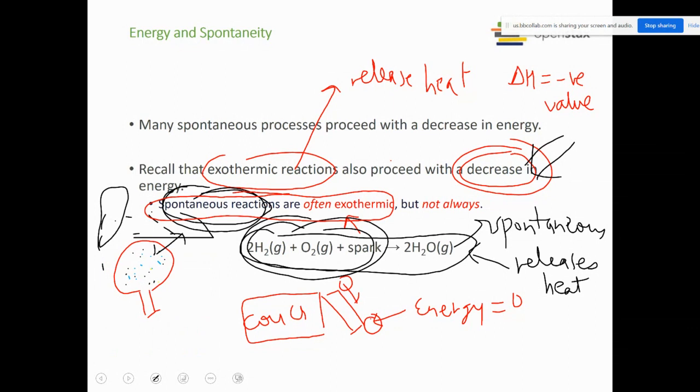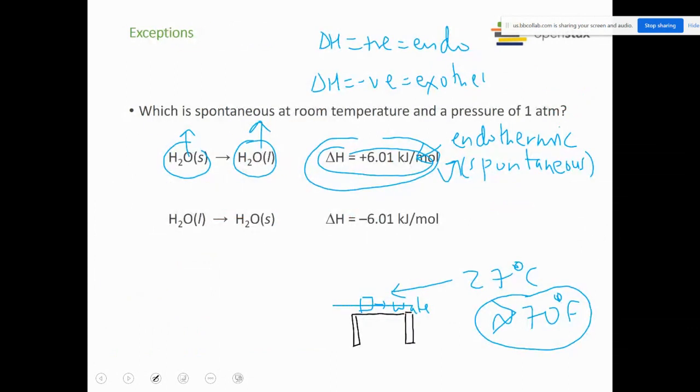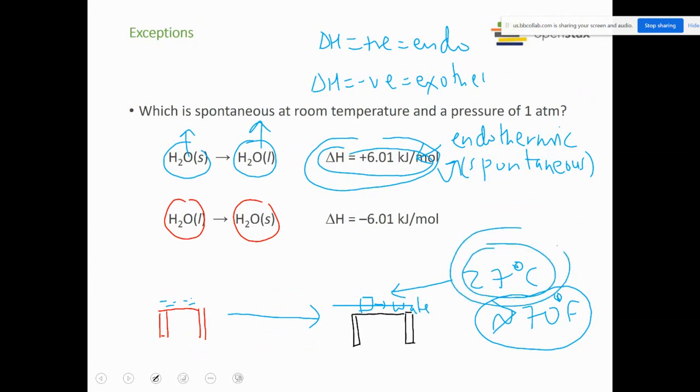And this is an example of an exception, right? If you think about liquid water going to solid. So let's say now this table has my liquid water. So I'm just going to show this by liquid water, right? Now, if I want to convert that liquid water back to ice, do you think that is going to be spontaneous if I just leave the liquid water here for, I don't know, one day or so, where the temperature is going to stay around 27 degrees Celsius? Do you think that liquid water will change back to ice?